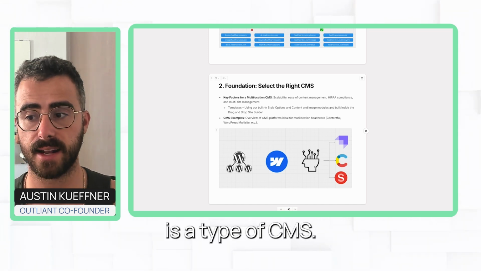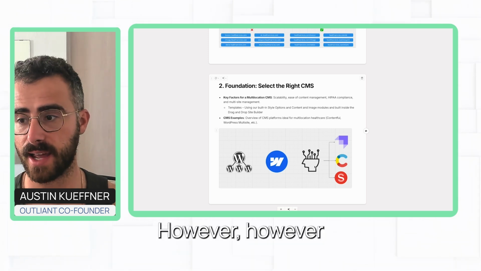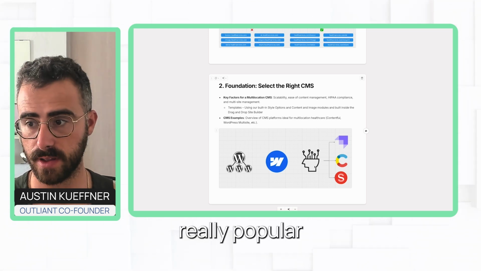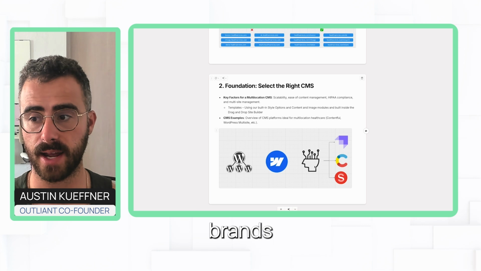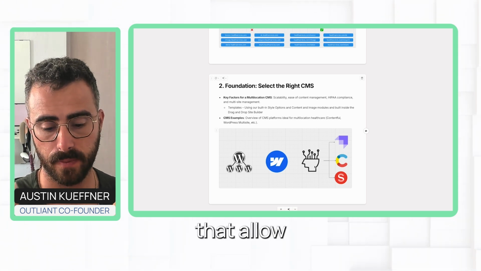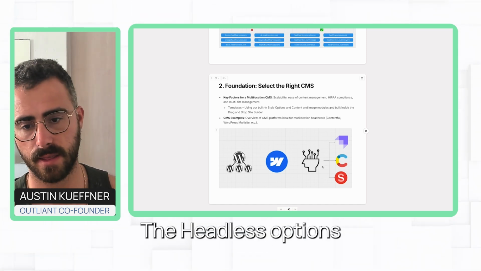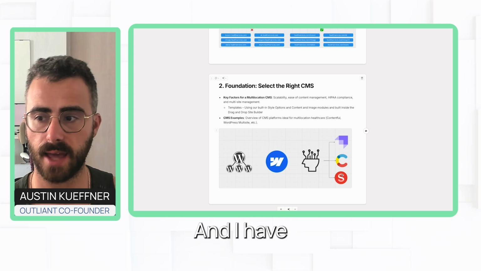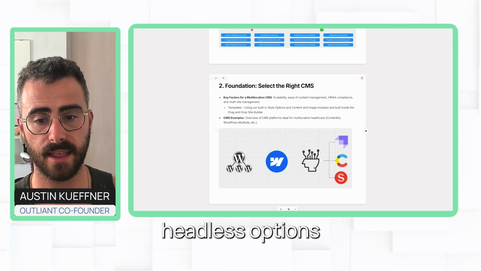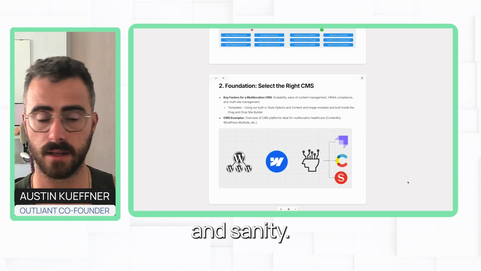So headless is a type of CMS. It essentially allows you to build a website however you like, really shows off a lot of engineering expertise, and it's really popular for multi-location brands who need to have permissions that allow location owners to update their website, but only update their website. The headless options that we recommend, and I have another video explaining the different types of CMS options, are Strapi, Contentful, and Sanity.